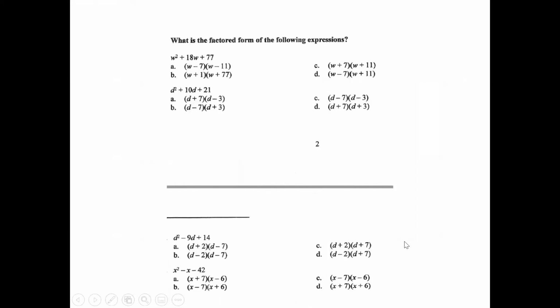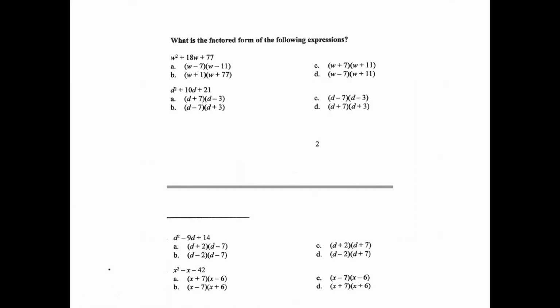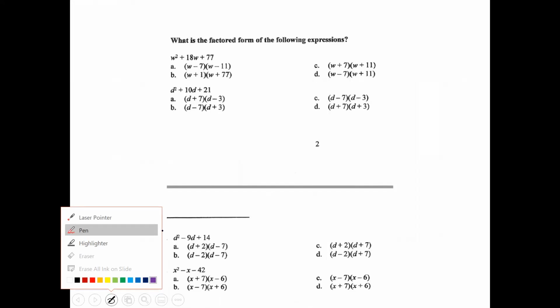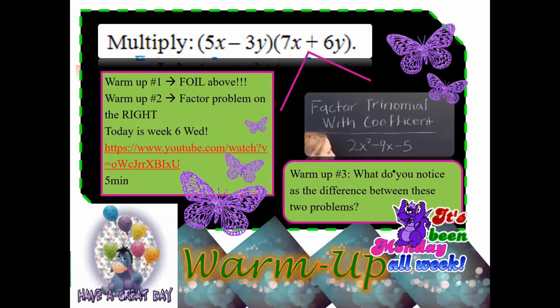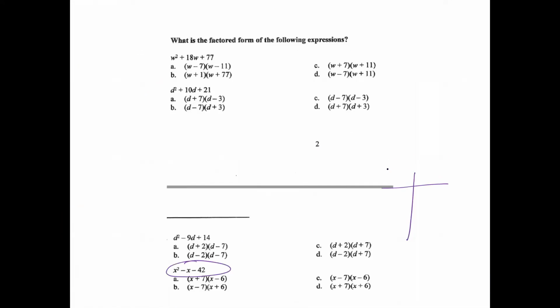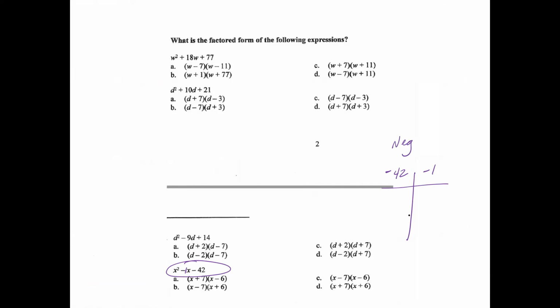All right, now let's take a look at the next part. The next part is on factoring, and we actually did this before in class this last week, okay? So I'm going to go over this one here. If I look at this right here, you need to make your little T table. Your last number is a negative 42. Your middle number is a negative 1.